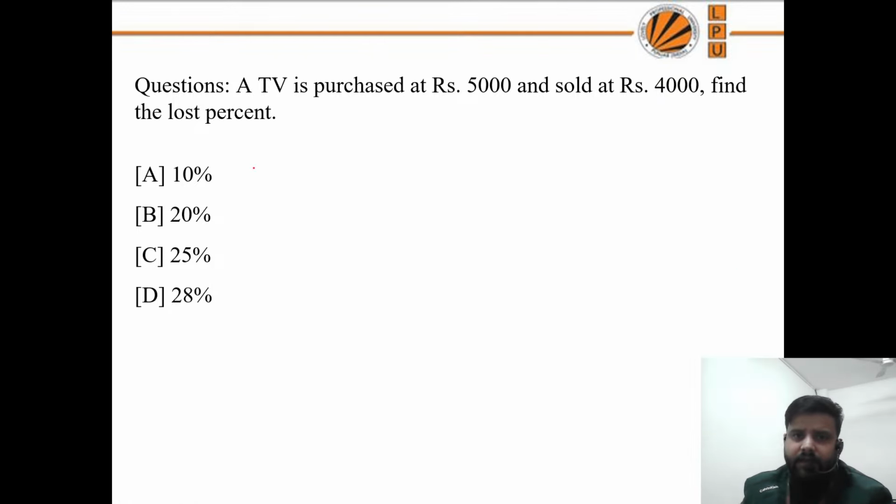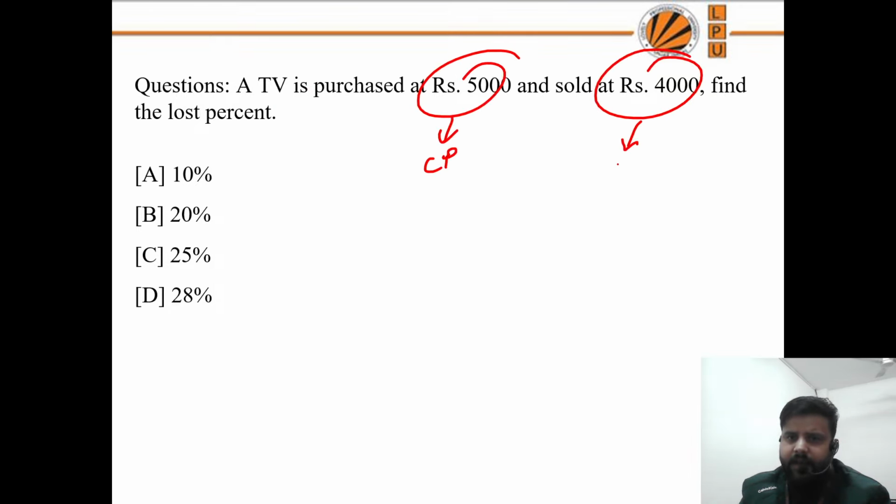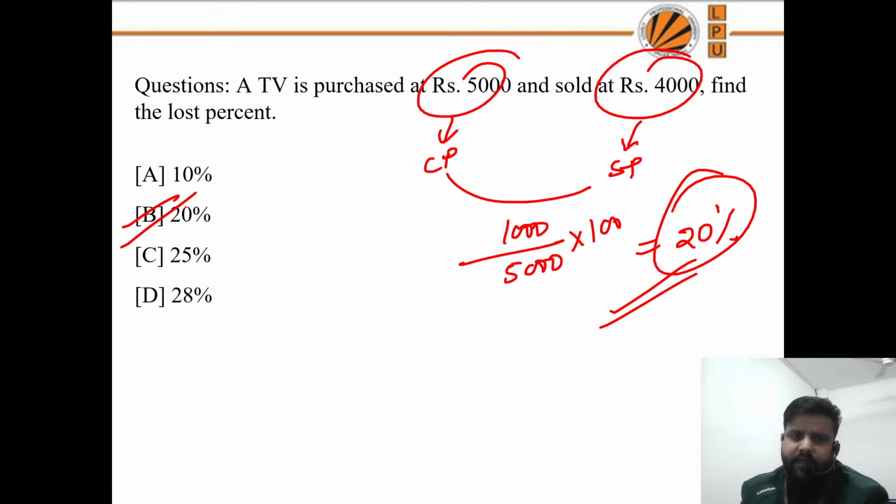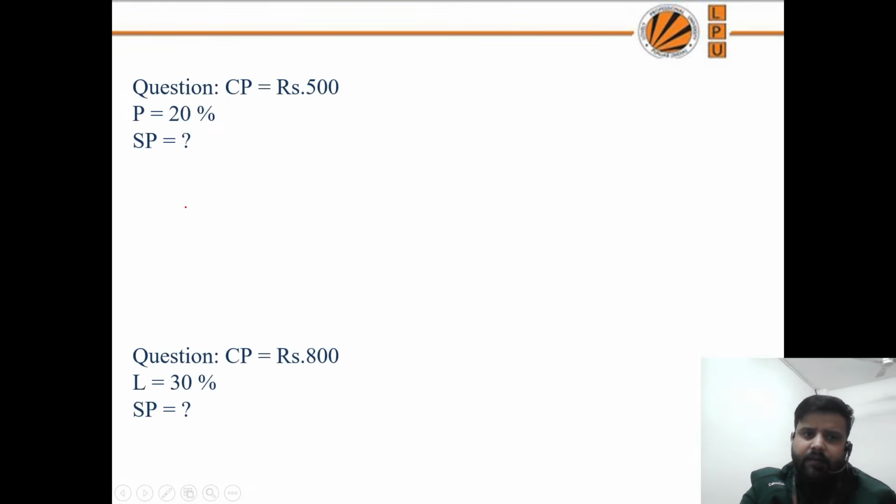It's a simple question. It's a CP. It is your SP. The gap between CP and SP is your profit or loss. Since cost price is higher, here it is a loss of 1000. Loss percent would be calculated over CP, so the denominator will be 5000 multiplied by 100, and you will get 20% as the loss percentage, which is option B. I hope no one has a confusion in this. Now let's move to the next one and answer it. Answer these two questions fast.